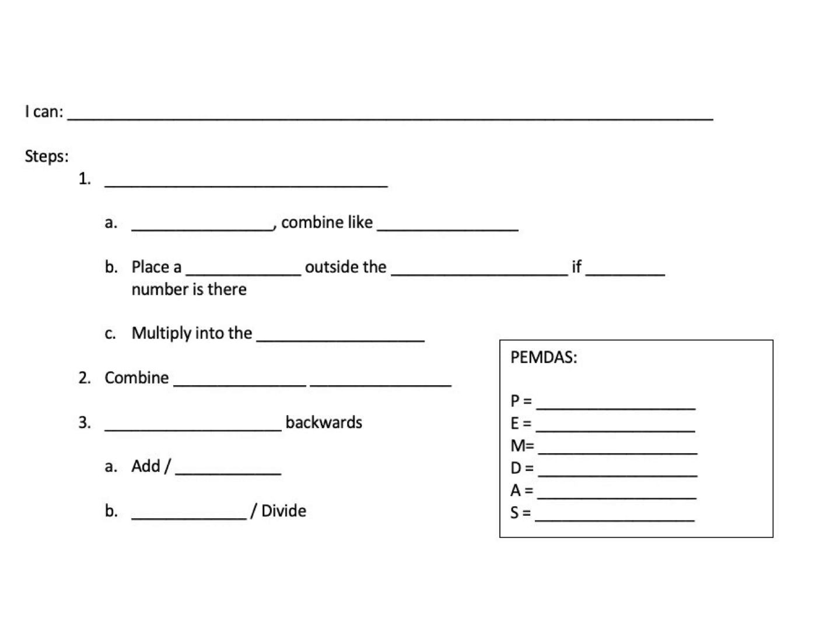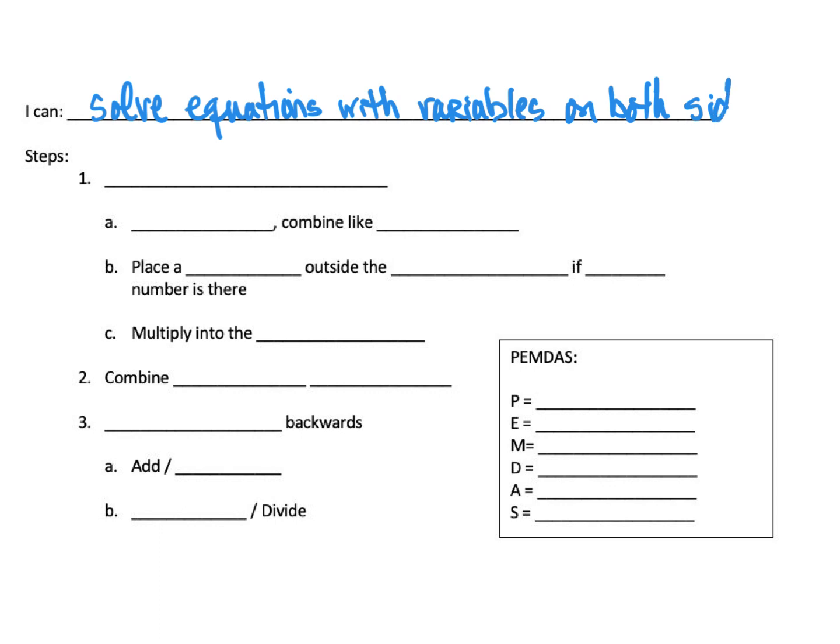All right, so first of all, let's start with our I can statement. Our I can statement is I can solve equations with variables on both sides. So really explanatory as far as what we're doing. So these are the steps that are going to help us.